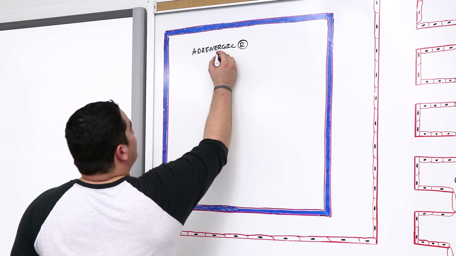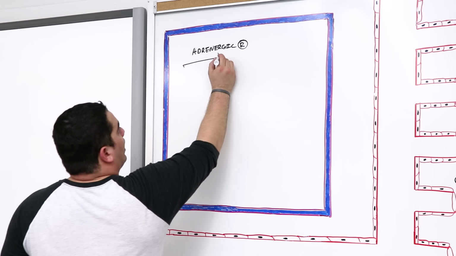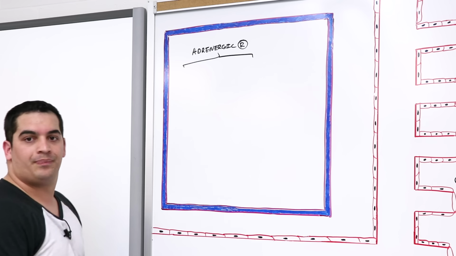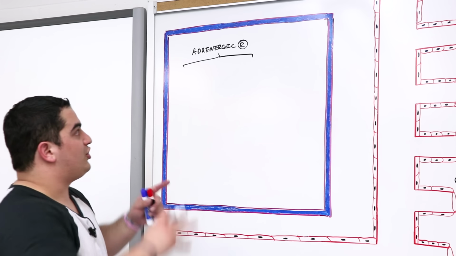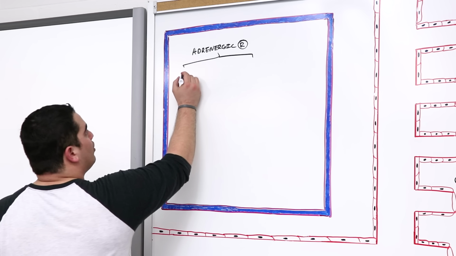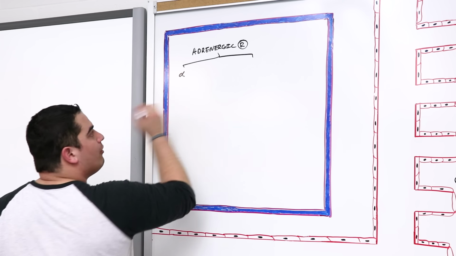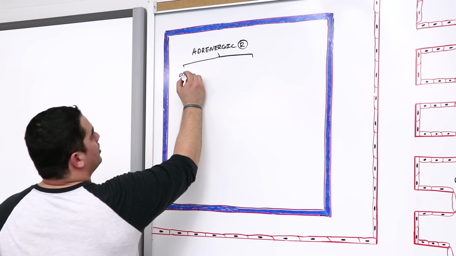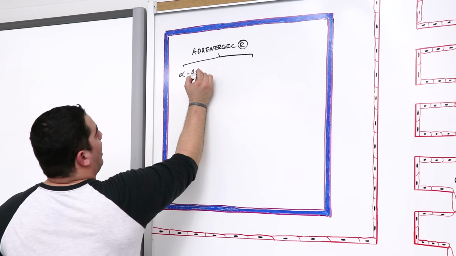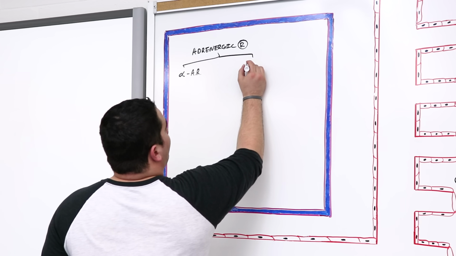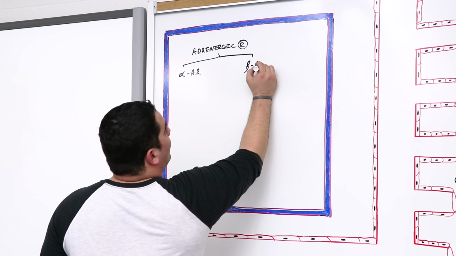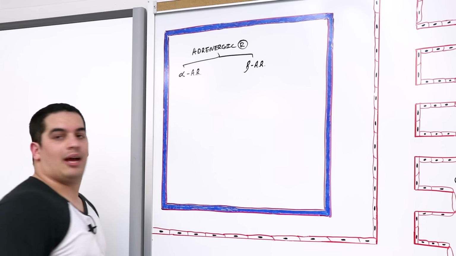Now, next thing I want to do is separate these receptors into two subclasses, right? So now we have two classes here. We're going to have alpha adrenergic receptors, so we're going to put this as alpha adrenergic receptors. And the other one is going to be beta adrenergic receptors.